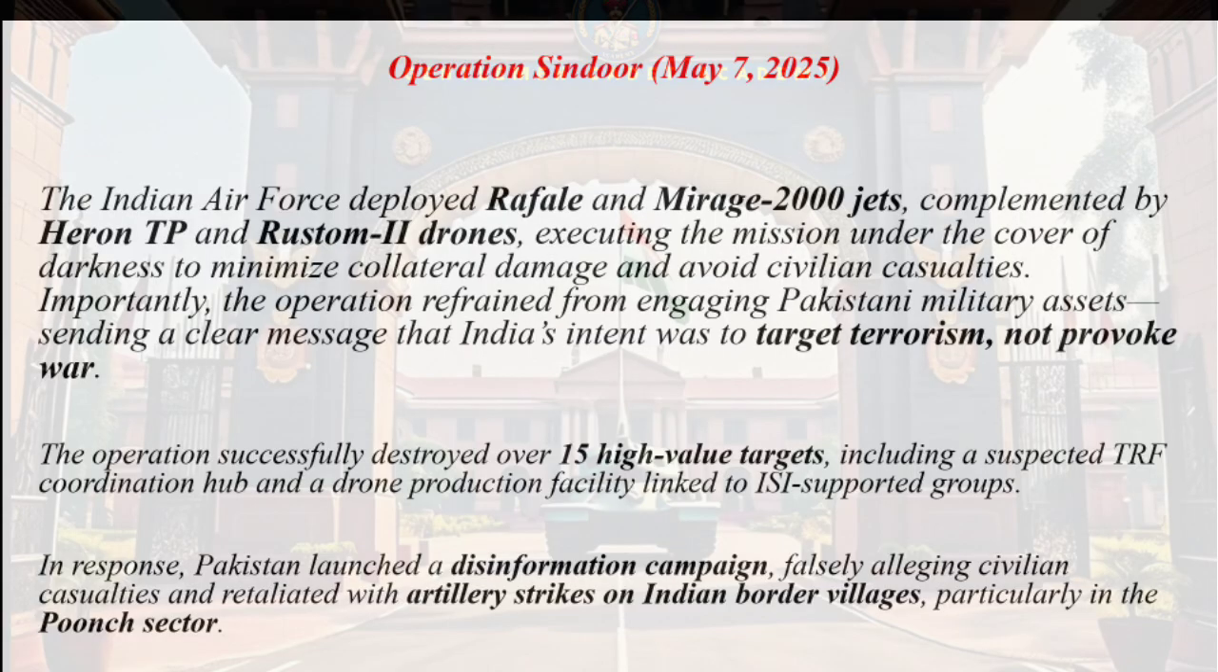And the Indian Air Force reportedly hit over 15 high-value targets, including a TRF coordination center and a drone production facility linked to Pakistan's ISI. Most importantly, Indian forces avoided hitting conventional Pakistani military installations, thereby maintaining the narrative of a counter-terror operation rather than a declaration of war. In response, Pakistan launched a disinformation campaign, falsely alleging civilian casualties, and retaliated with artillery strikes on Indian border villages, particularly in the Poonch sector, killing innocent civilians.